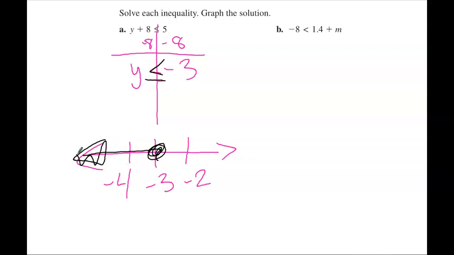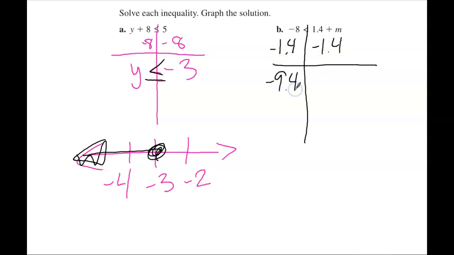No? All right, Maddie. I got negative 8 is less than 1.4 plus n. What would I do to get n by itself? Minus 1.4. If I have 8 negatives and I have 1.4 more negatives, how many total negatives do you have? Negative 9.4. Thank you, Maddie. So negative 9.4 is less than n.